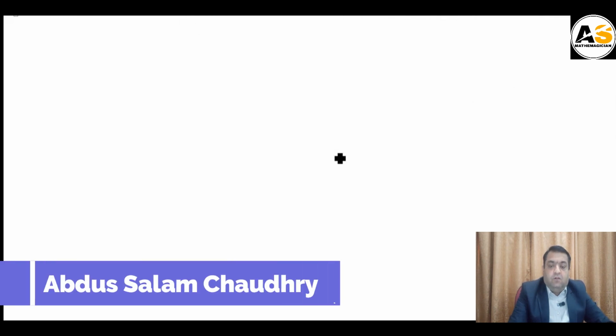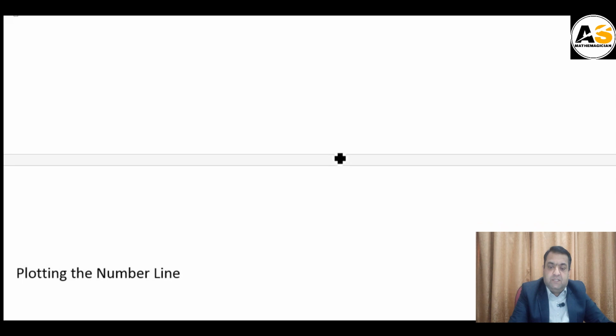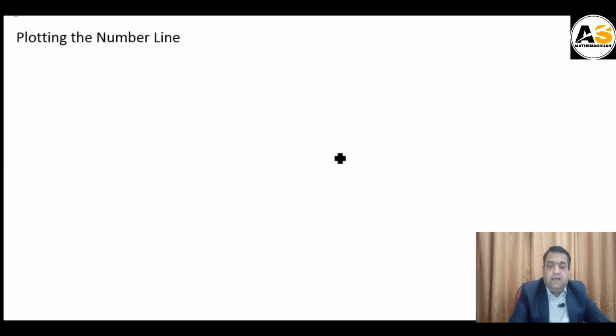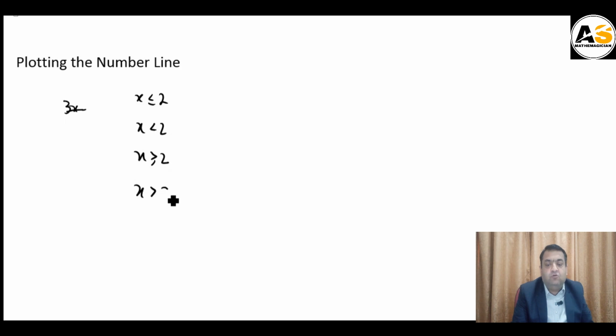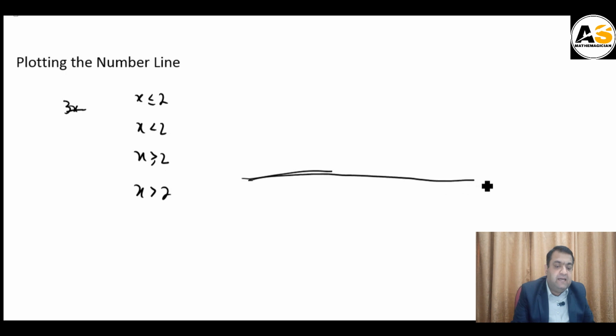Let us solve a few questions regarding this, plotting the number line. For example, I have an inequality: x is less than or equal to 2, or x is less than 2, or x is greater than or equal to 2, or x is greater than 2. So how will I represent these inequalities on the real line?